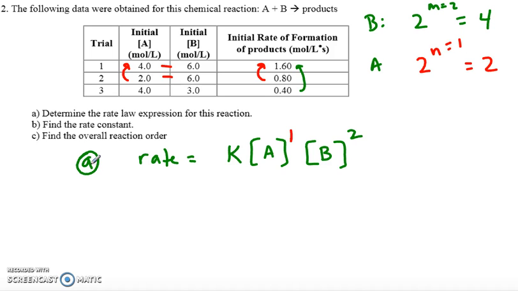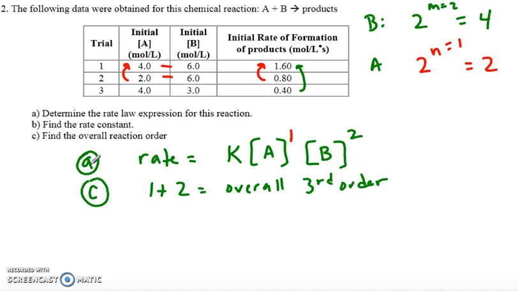So what we have found here by looking at the experimental data is that the reaction order for reactant A is first order, and the reaction order for reactant B is second order. So if we were to jump to answer part C, this is a simple question. The overall reaction order is you just take the sum of the exponents. So 1 plus 2, this is what we say is overall third order.